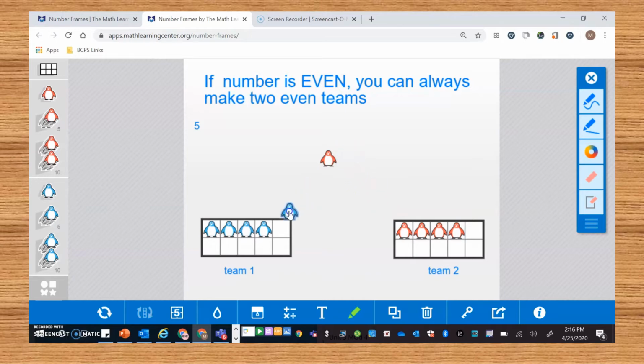I'm going to take my last blue penguin, put him here. I have 5 on the one team and 4 on team 2. That is uneven. So I'm going to put my last penguin over here, which again makes it even. 5 on this team and 5 on this team. So now we know that when we are trying to break into equal or even teams, that number has to be an even number.